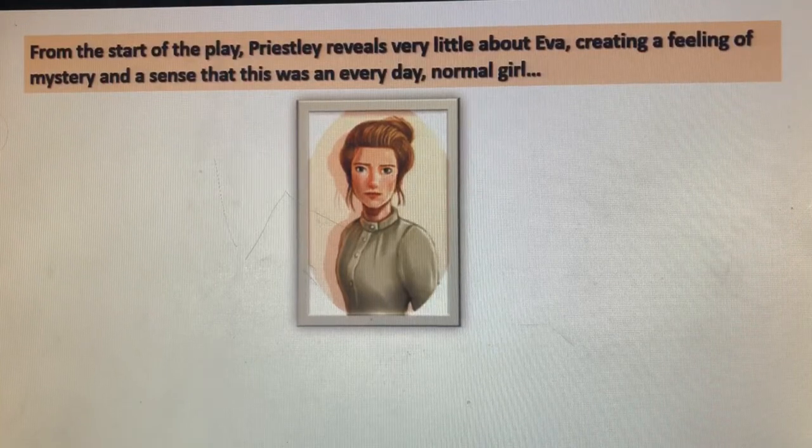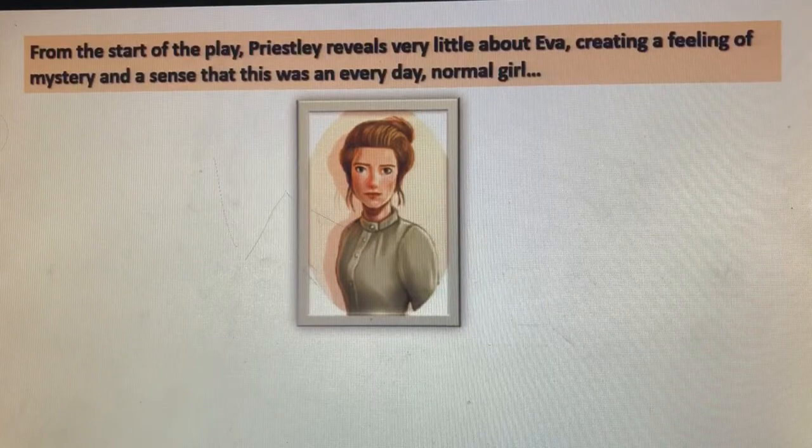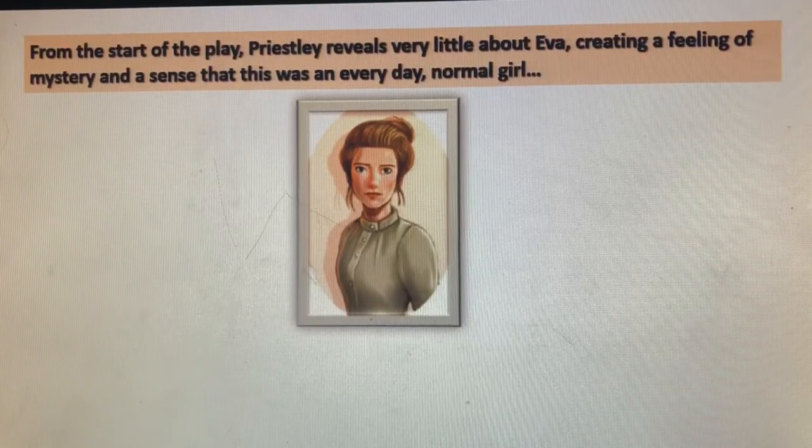From the start of the play, Priestley reveals very little about Eva, creating a feeling of mystery and a sense that this was an everyday, normal girl.